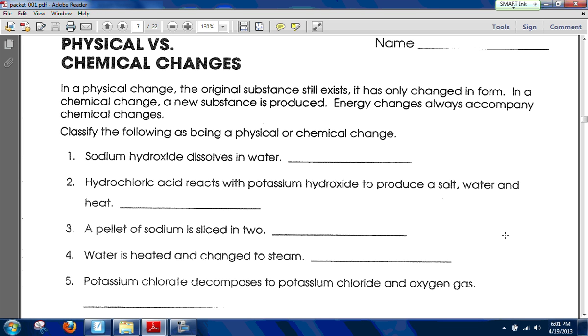So first one is sodium hydroxide dissolves in water. Now, it didn't say that it reacted with the water, it just dissolved. If I wanted to, I can heat up the water, boil all the water out, and the sodium hydroxide will still be there. So it's going to actually be a physical change. Hydrochloric acid reacts with potassium hydroxide. There we go. Reacts is a big chemical word. That means that this has to be a chemical reaction.